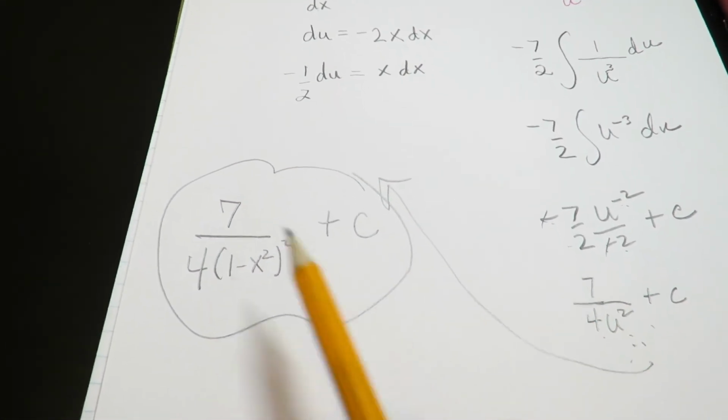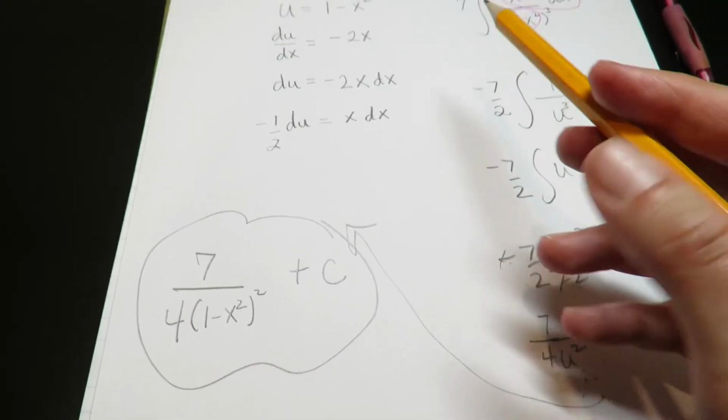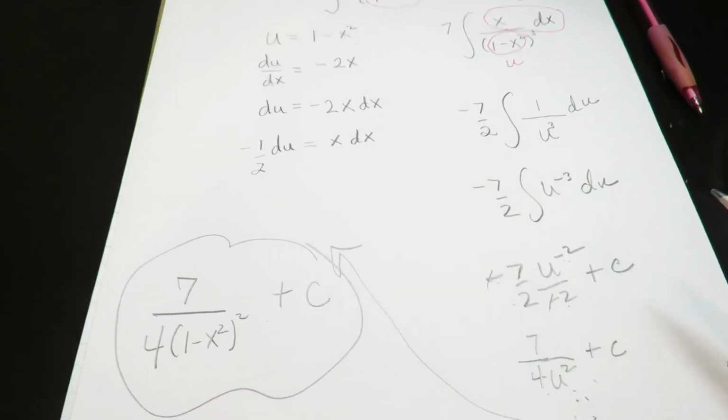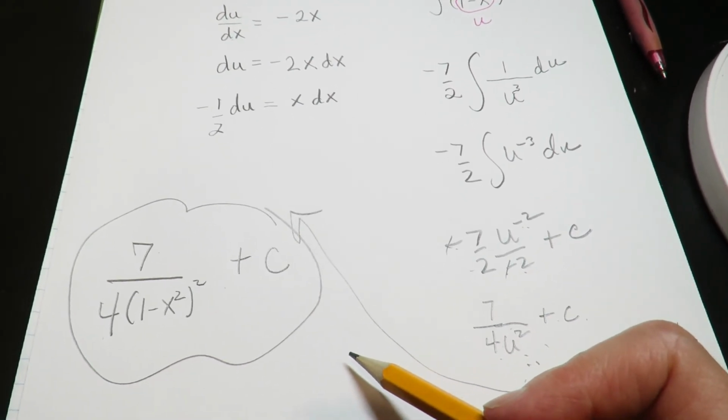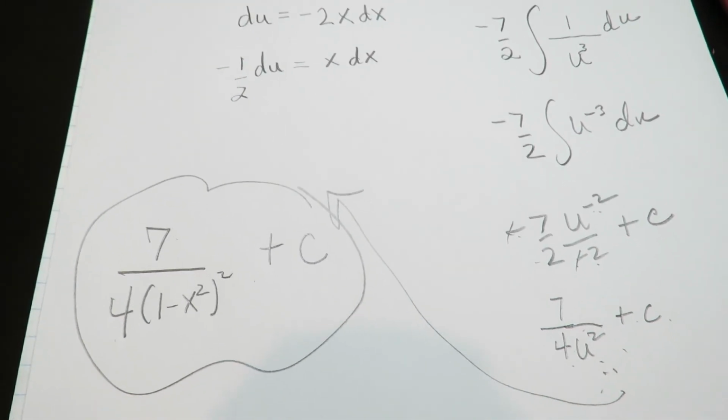So if you notice, I have the 7/4. I plugged back in the definition of u, which is what we started with, 1 minus x squared, squared, plus c. Remember, if you have an indefinite integral, meaning no limits, you have to add c.